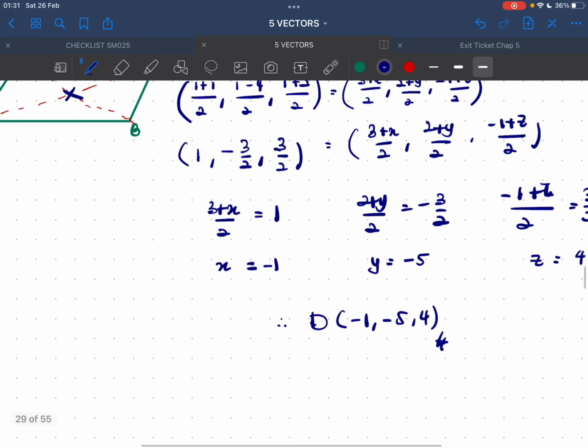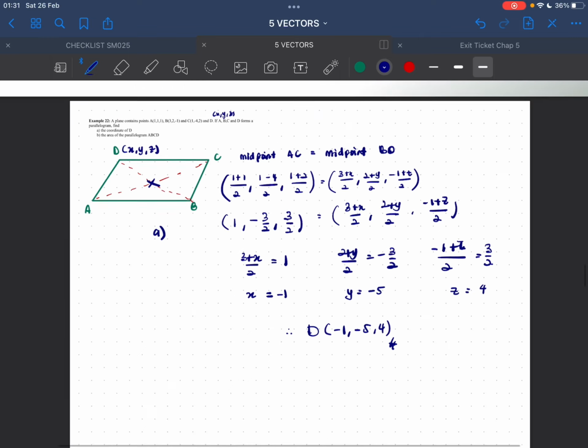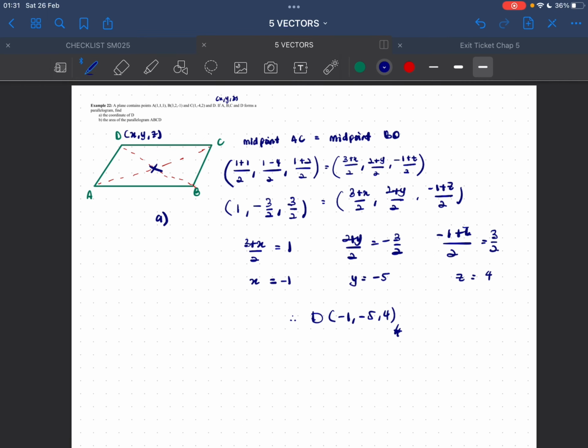Okay, we have answered question 8. So remember, to find one of the coordinates of a parallelogram, just find the midpoint. Then you compare between those two points there. So now we have the coordinate of D.